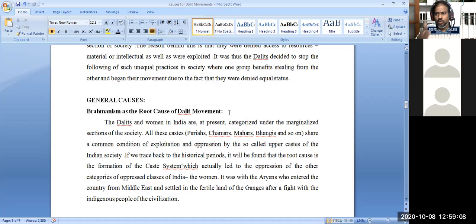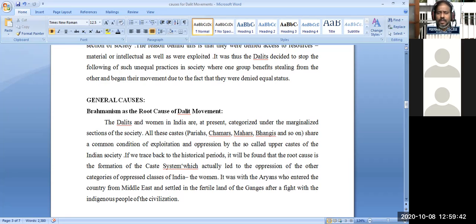Okay, so through various things like confining Sanskrit to particular sections, confining the Vedas and Vedic literature to a particular section, and also preventing the Shudras and Atishudras from following various traditions and rituals followed in the Hindu religion or Hindu structure.